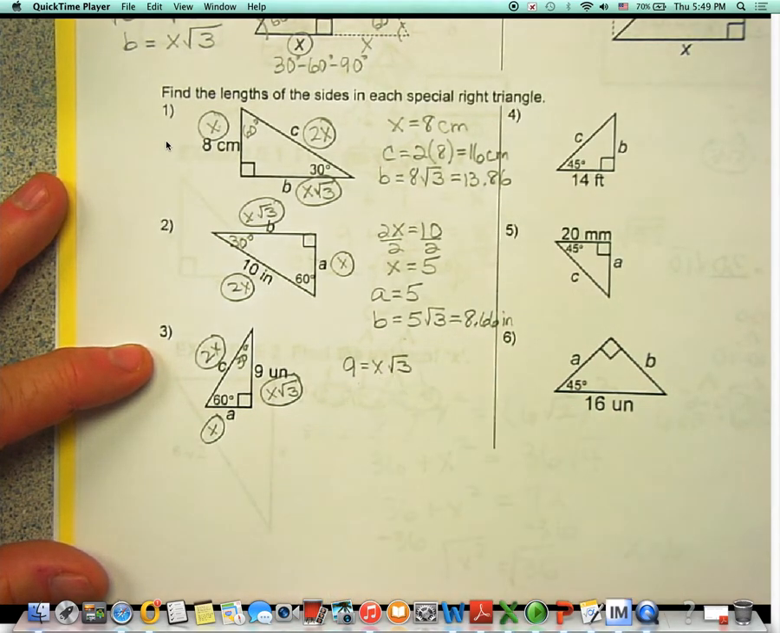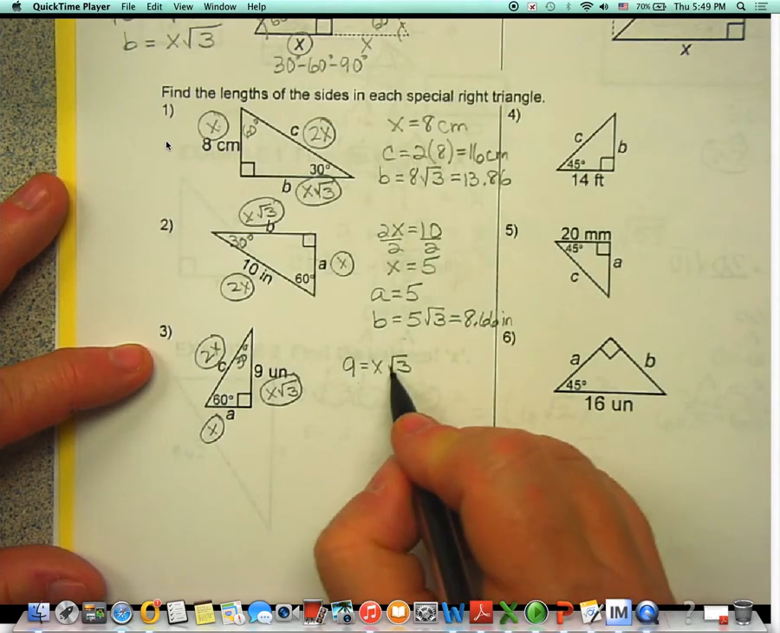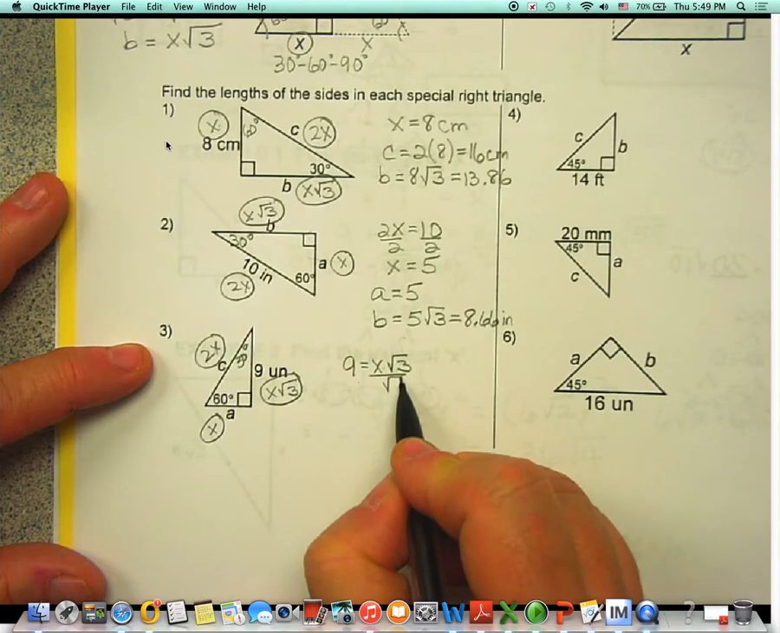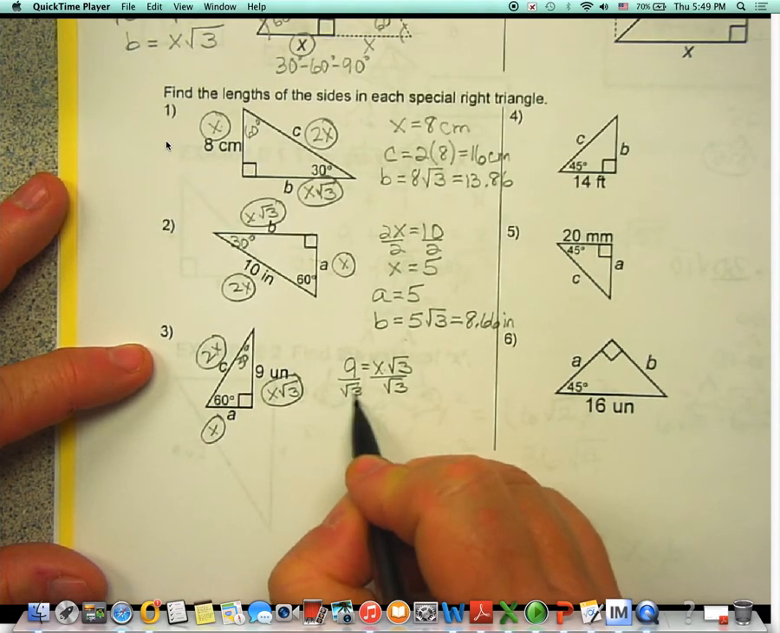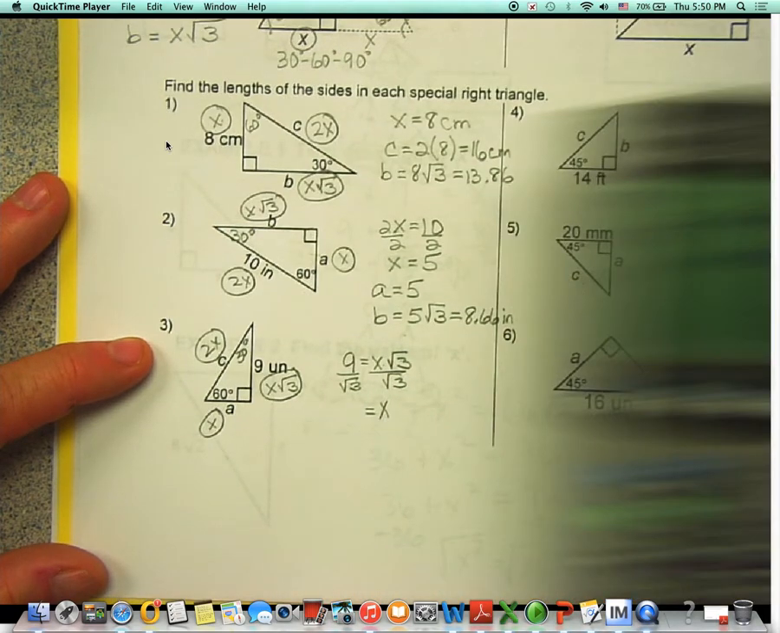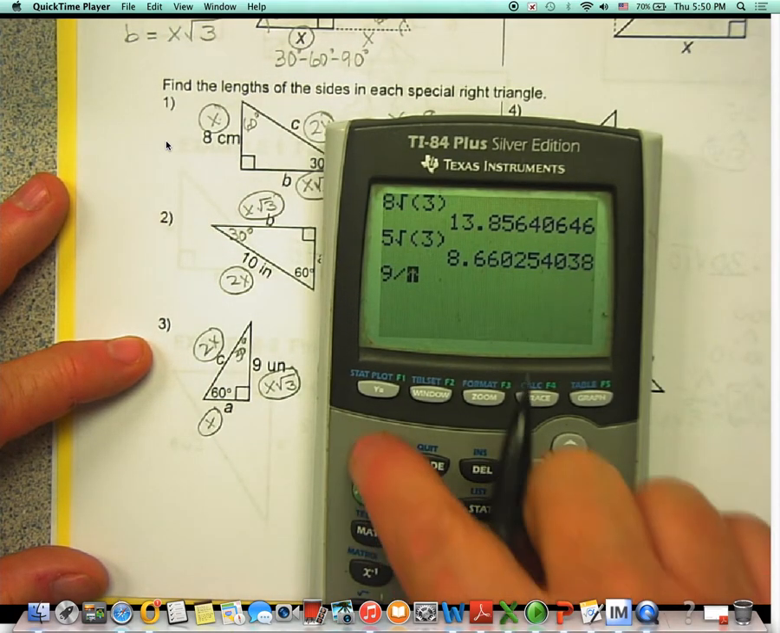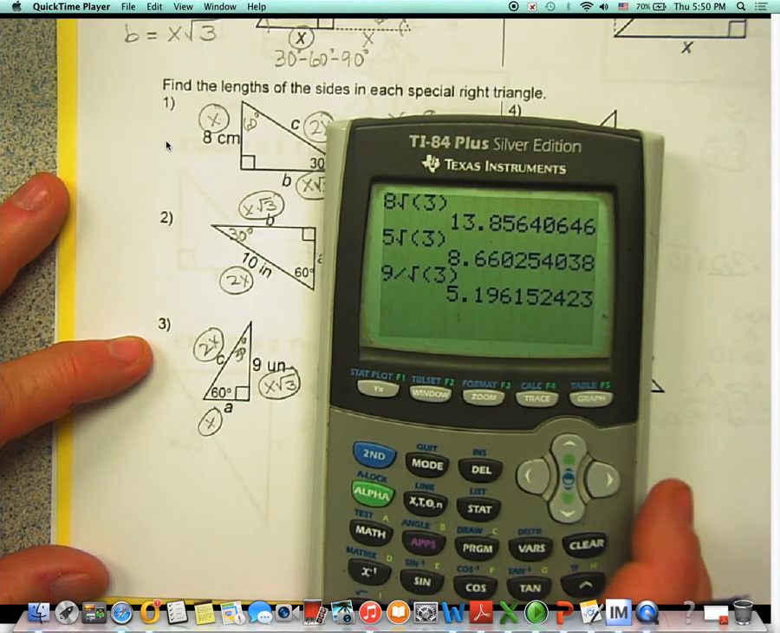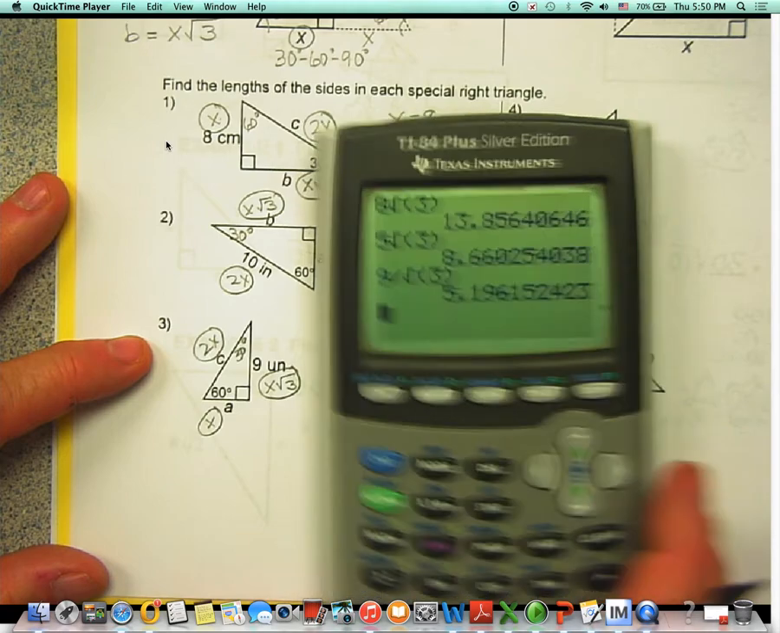Then we want to find x, so we've got to get rid of the square root of 3. The square root of 3 is being multiplied with the x, so we're going to divide by square root of 3. So x is going to equal 9 divided by square root of 3, which is 5.20. We'll round that to 5.2.